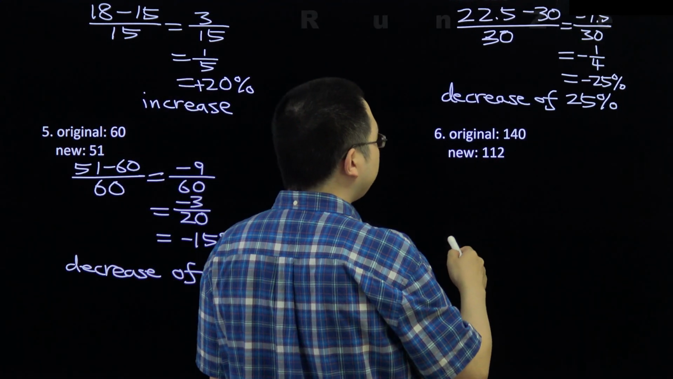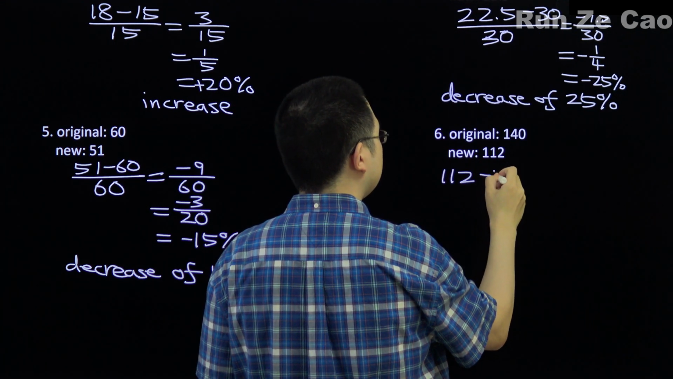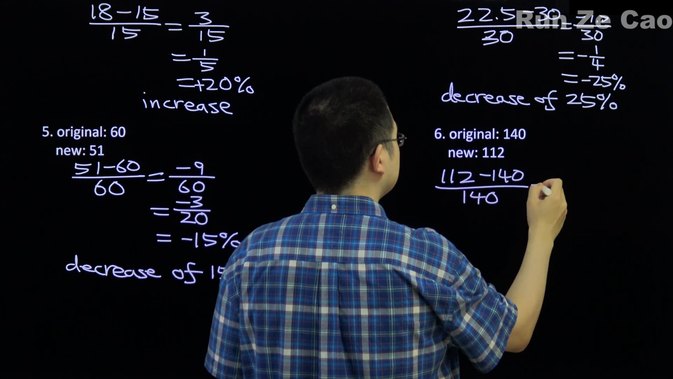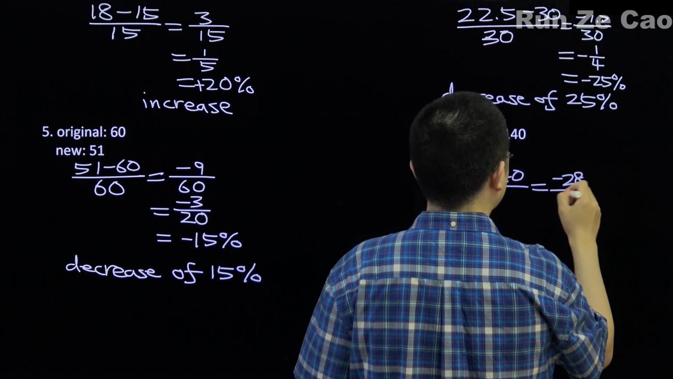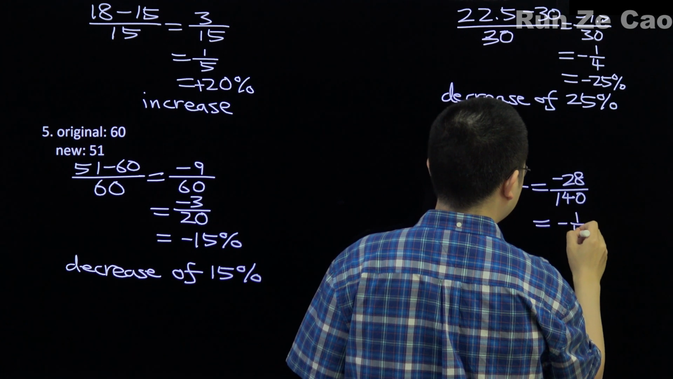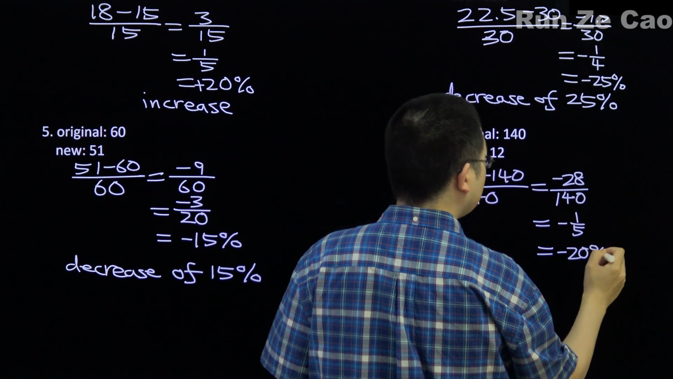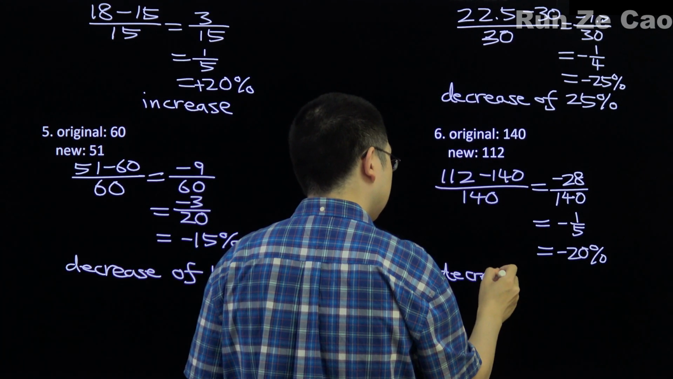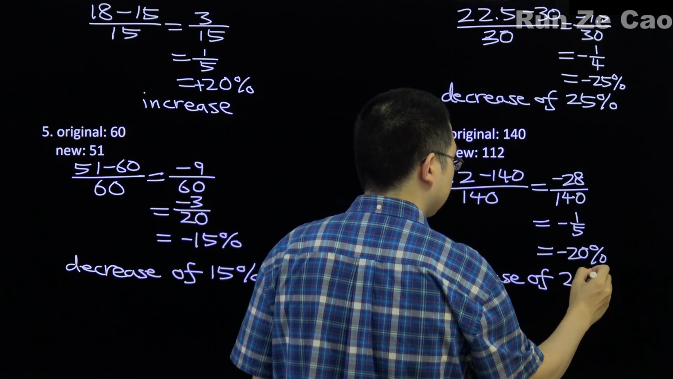And if you had, say, 140 down to 112, well, that's obviously going to be a negative change over the original amount. So, hey, it happens to be negative 28 over 140. In other words, negative 1/5, or negative 20%. And this would be decrease of 20%.